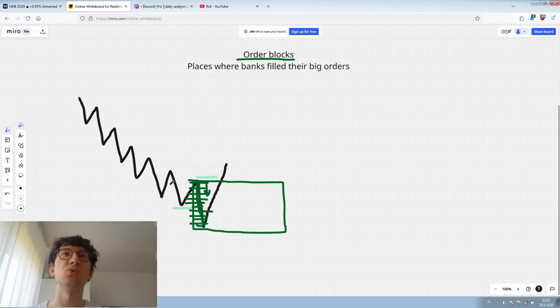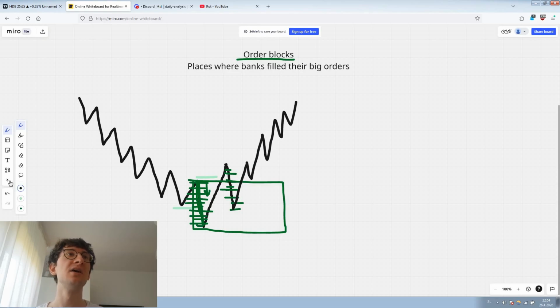Therefore, what will the bank do? The bank is thinking like this: if we managed to fill a lot of buying orders on the first try, why don't we push the price lower again and fill massive orders here again, so that we can have double the profit. So the price will go lower and then higher, higher, higher, and sweep all of the liquidity over here.